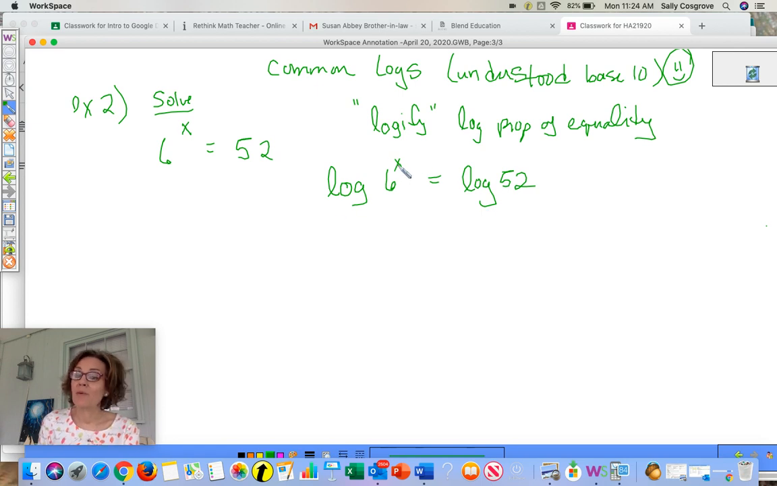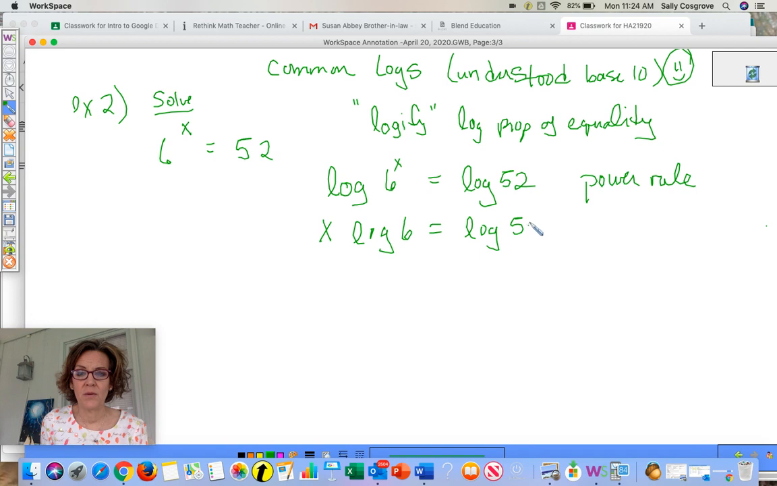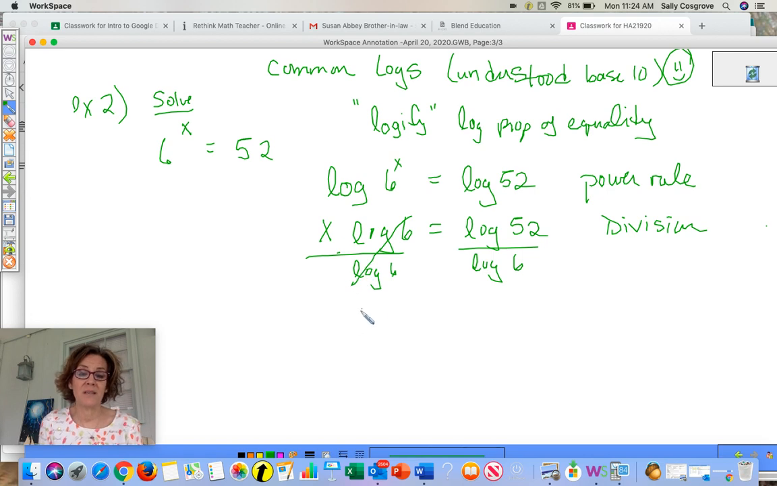I have a power rule, so I can bring my x out, because I'm trying to isolate x so I can solve for x. So because of the power rule, we bring it out, and I now have x times the log of 6 equals the log of 52. To solve for x, I will divide both sides by log of 6, using the property of division. Log of 6 divided by log of 6 is 1, times x is x.